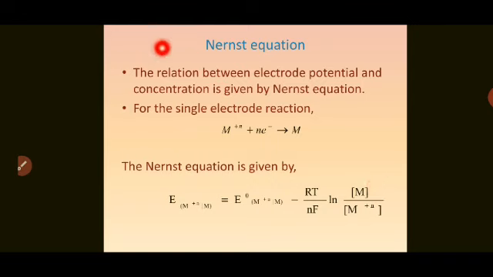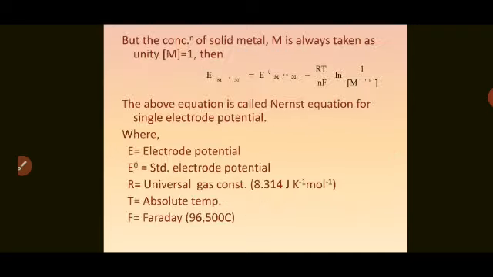What does it give? The relation between electrode potential and concentration is given by the Nernst equation. Now this question can be asked for 1 mark: give the Nernst equation. So you have to write this equation. Here the concentration of M, that is the numerator, square bracket M, is taken as unity because it is in solid form. So the concentration of solid metal M is always taken as 1.